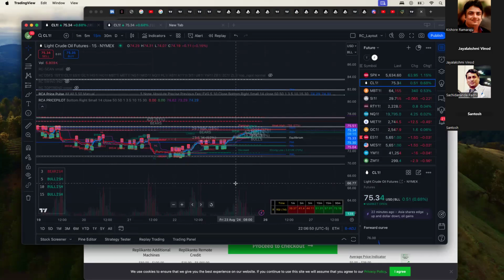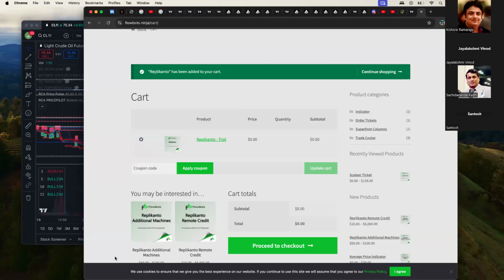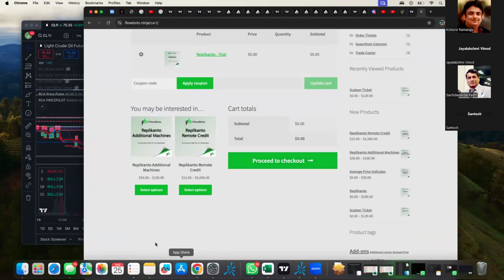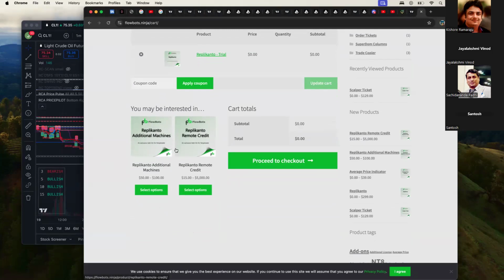No, Replicant is a third party for NinjaTrader. You cannot connect Replicant to TradingView directly. So you have to go to NinjaTrader, and after installing it in NinjaTrader only we can do that. Basically you would need to go to a Windows laptop. Yeah.